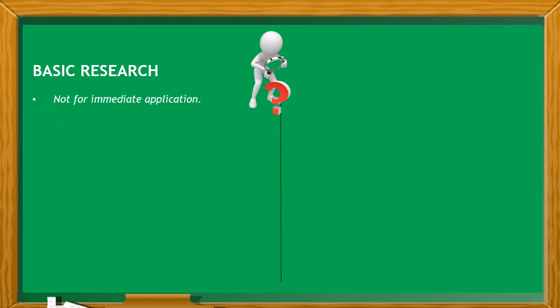So, basic research generally differs from applied research because the outcome of basic research might not lead to immediate use or application. Basic research is not concerned with solving any practical problems or immediate interest.